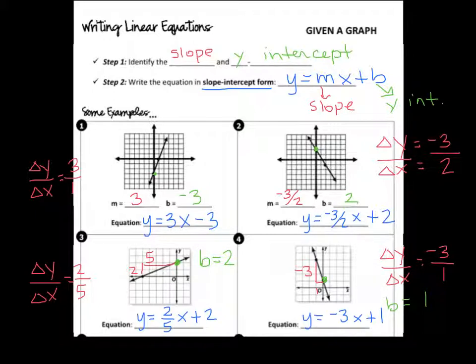And then my y-intercept, or b, is where it intersects the y-axis, which was at +2. So that's where my +2 came from. So y equals 2/5 x plus 2.